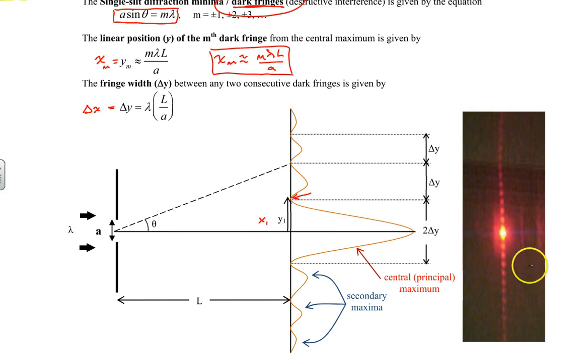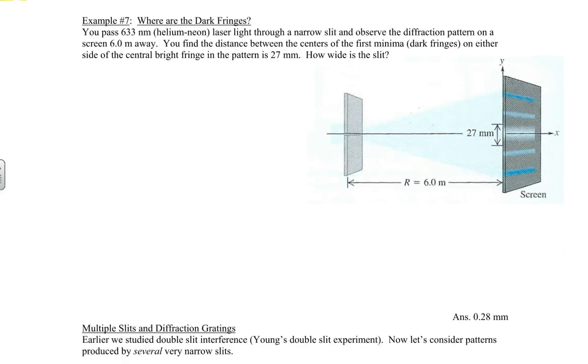Okay, so I think we're now ready to tackle a problem. So take a look at the next page, example number 7. In this problem, we're given a helium neon laser with a wavelength of 633 nanometers. So that's 633 times 10 to the power negative 9 meters. And it is a distance of 6 meters. Now they use an R in here, but AP notation would normally be an L on the formula sheet. So this is 6 meters here.